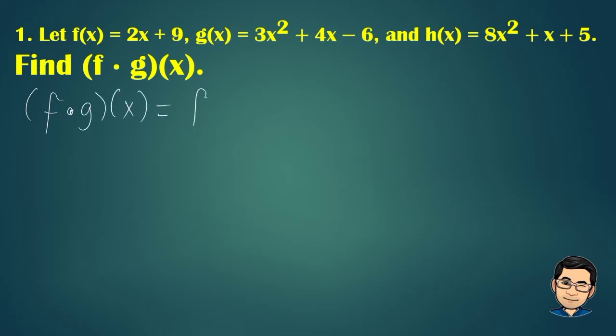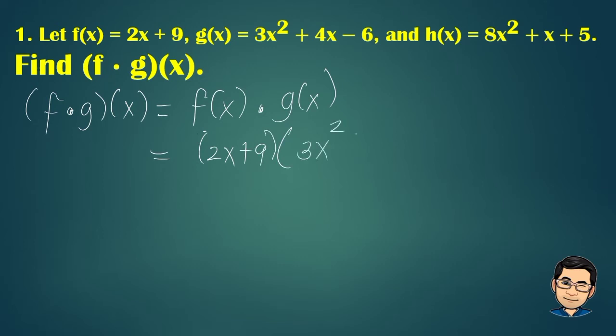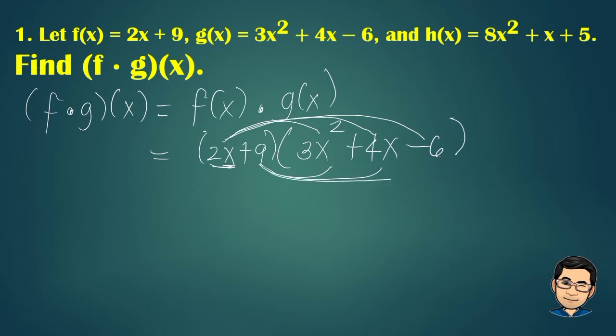Okay, that is f times g of x. So f of x, 2x plus 9, times g of x, 3x squared plus 4x minus 6. So, wala tayong gagawin dito kundi mag-distribute. So, 2x, i-distribute natin siya sa 3x squared, 4x, saka negative 6. Tapos, yung 9, ulit, 3x squared, 4x, negative 6.